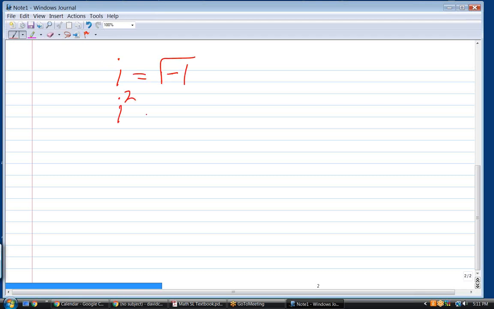I squared again is what? Negative 1. What's I cubed? Would it be 1? Well, it's I squared times I, right? Yes. So it's negative I. True. Because I squared is negative 1, so I'd have negative 1 times I, that's negative I.